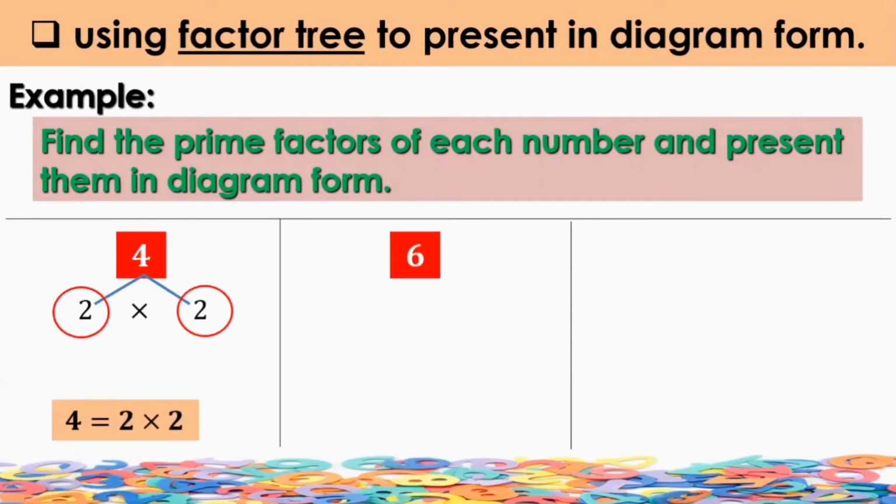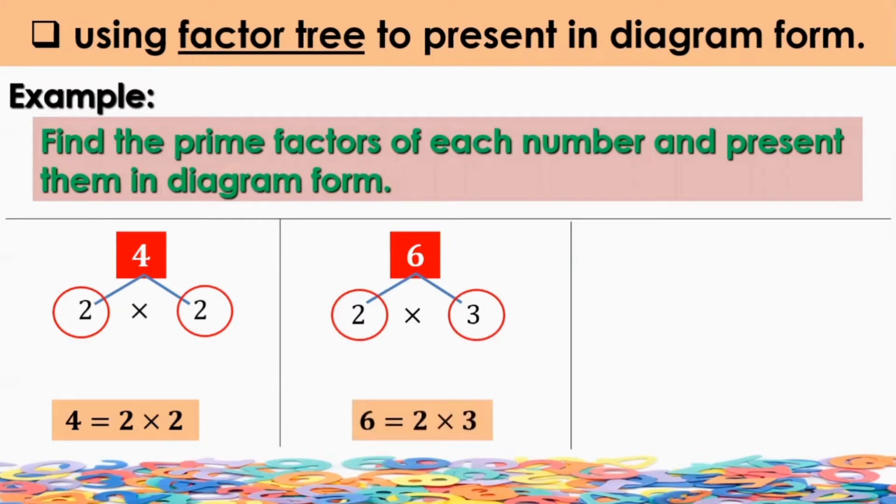For number 6, again, think of the smallest factor of 6 that is a prime number. That number is 2, right? So 2 times a number is equal to 6. What is that number? 3. We have 2 and 3, and we all know 2 and 3 are prime numbers. Therefore, the prime factors of 6 is equal to 2 times 3.